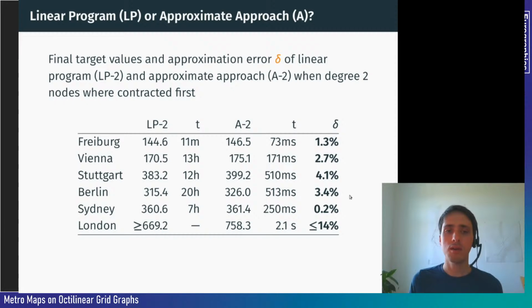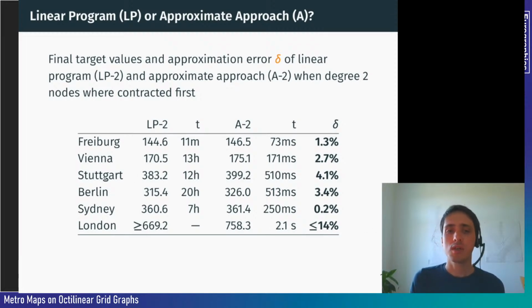The last column here gives the approximation error delta added by our approximate approach. And as you can see, they're actually very close, but the approximate approach is much, much faster. For London, we could not actually find the optimal objective value with the linear program in under 24 hours, so we only know an upper bound of the error here.